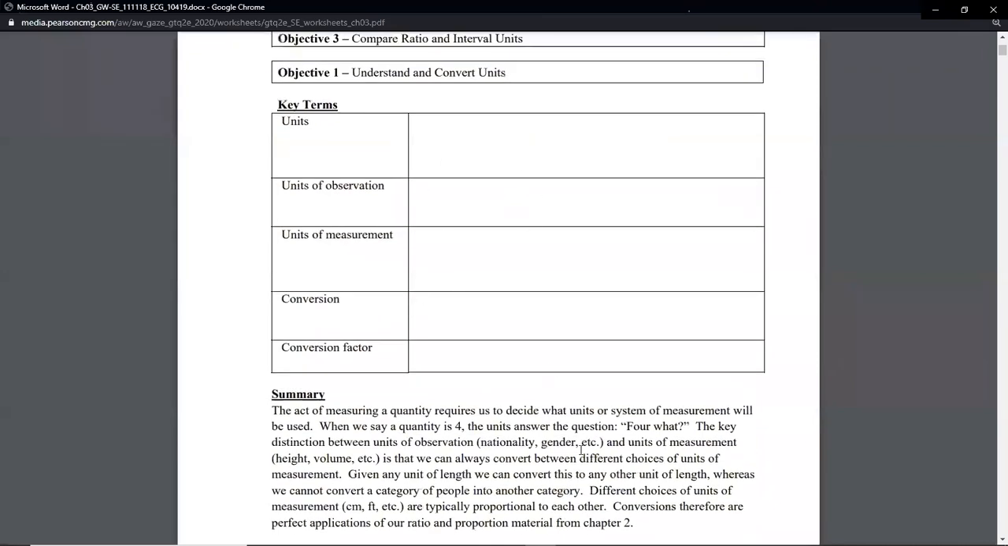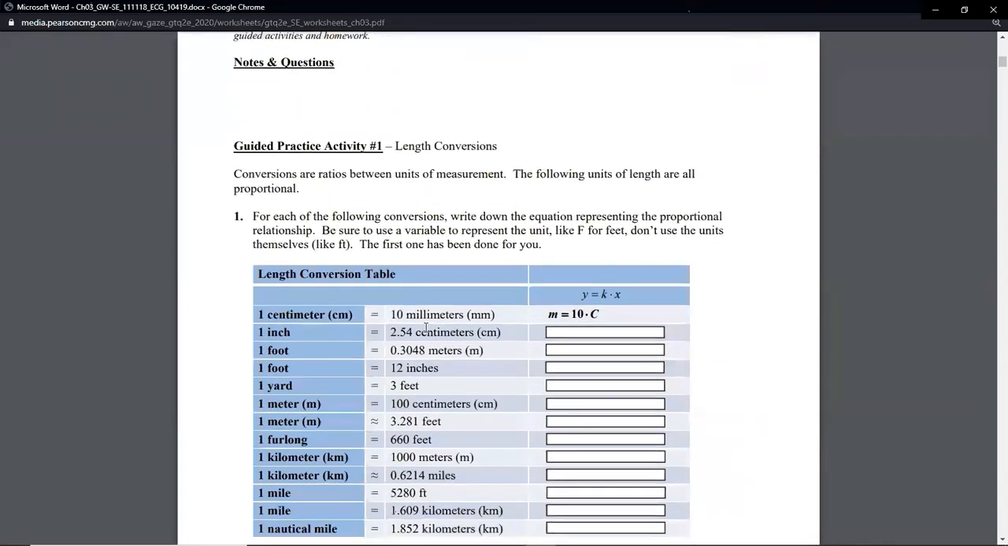Some definitions: unit of observation, unit of measurement. This isn't anything too crazy. These are just the units that pertain to your quality or category. A unit of observation could even be something as simple as nationality. A unit of measurement is generally something that's mathematical: feet, centimeters, miles, years. Conversion is the process of going from one to the other. Conversion factor is the fraction multiplier that we were doing with the blue and red inks. Okay.